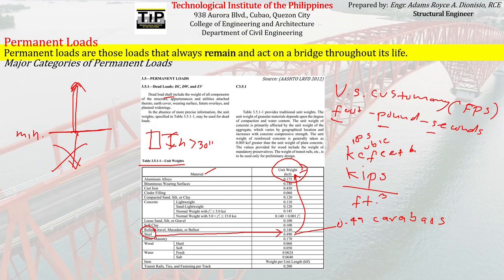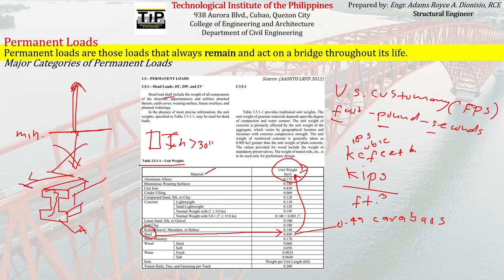Okay? So, if ever you will compute dead load of a steel member, kunyari meron kang steel member dito like that, an I-beam with an area equal to A and a length, syempre may haba. Kunyari, yung length niya is just L and you want to find the weight of this I-beam to consider it as a dead load.